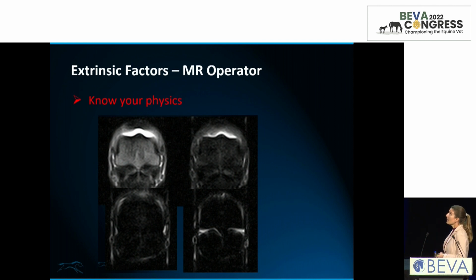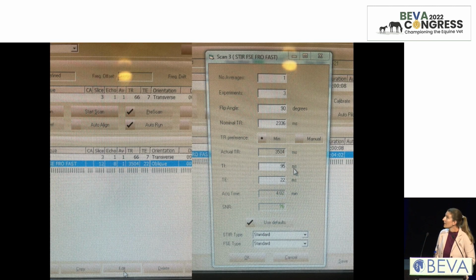Then the MR operator should know their physics to a certain degree. They should realize what fat suppression does, as an example, in this situation, to choose the TI length, which can be adapted if you want to fine tweak it. So having someone who recognizes the importance of that is a great, great help.